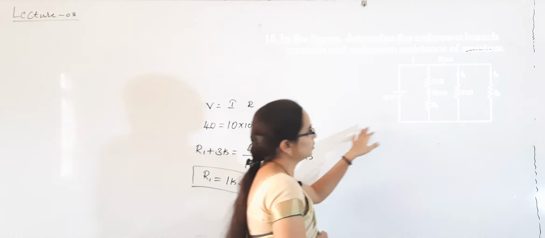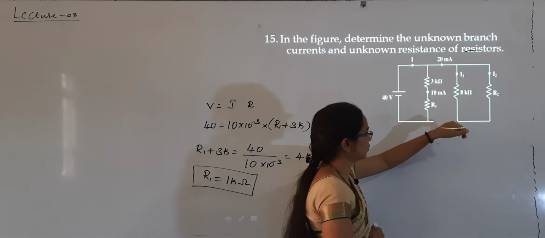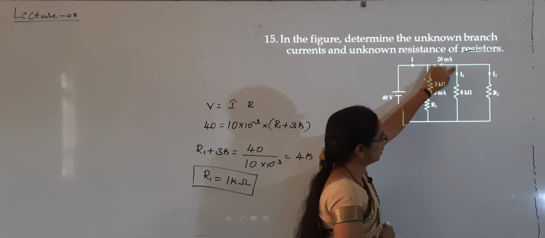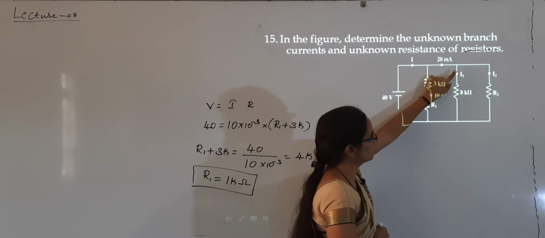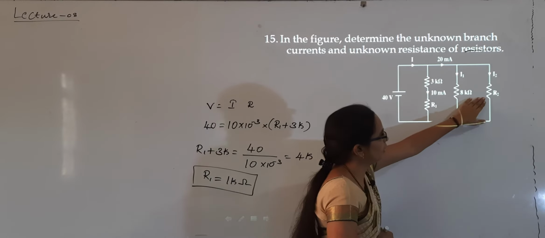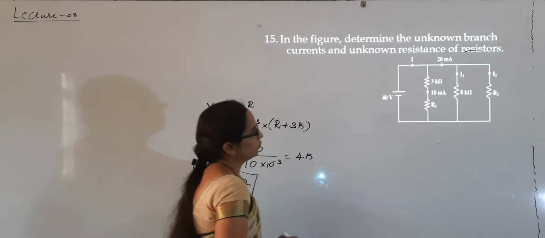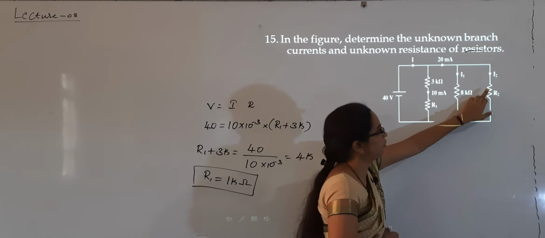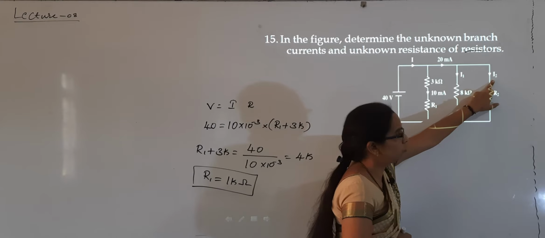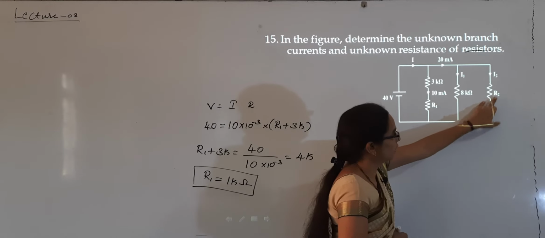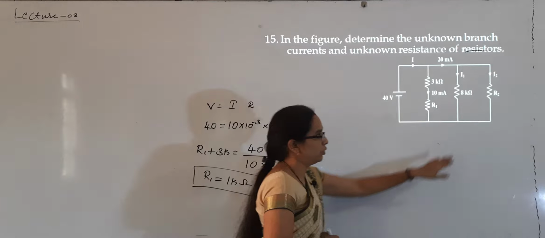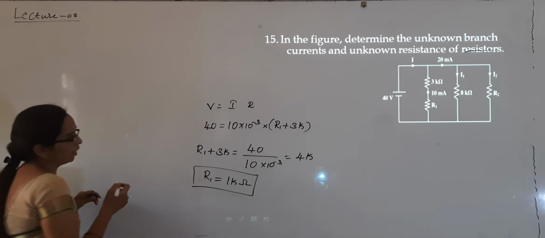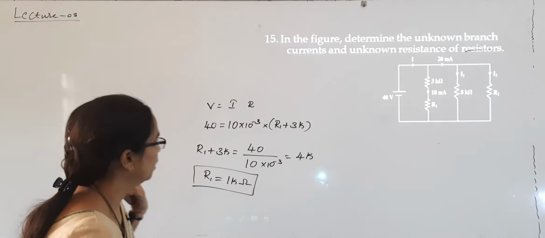Okay. Here 20 milliamperes of current is flowing from here to here, and this 20 milliamperes divides across 8 kilo ohm and this R2. Now we have to find out the current flowing through R2, that we don't know. If you get the current flowing through R2, then you can calculate the resistance. What is the value of R2? For that, the current divider rule you can apply.